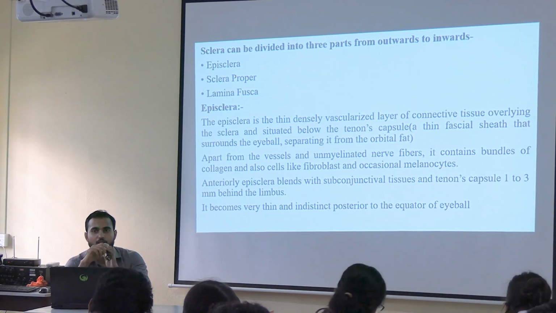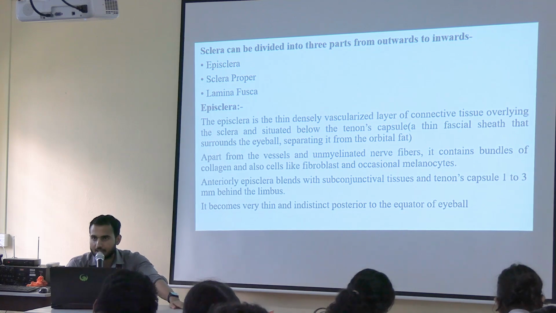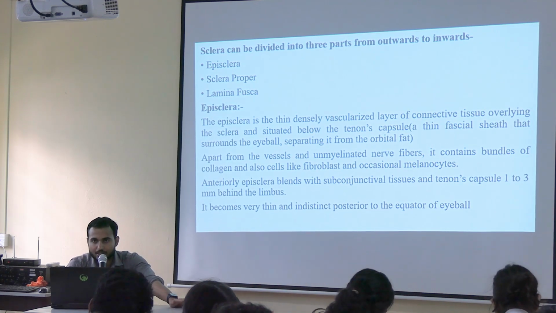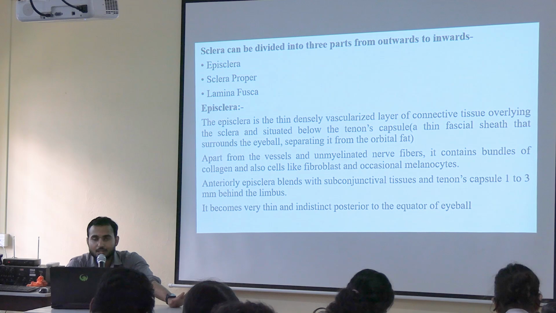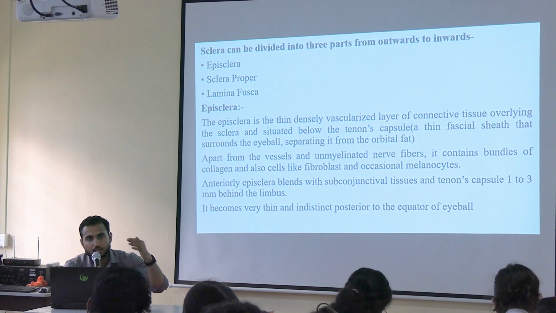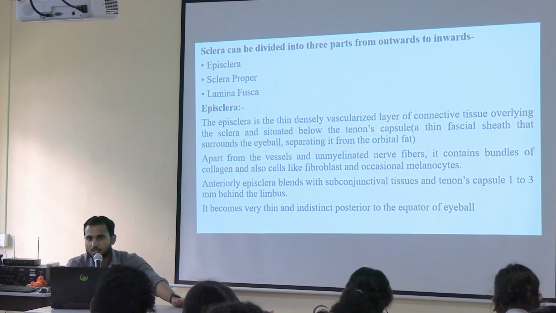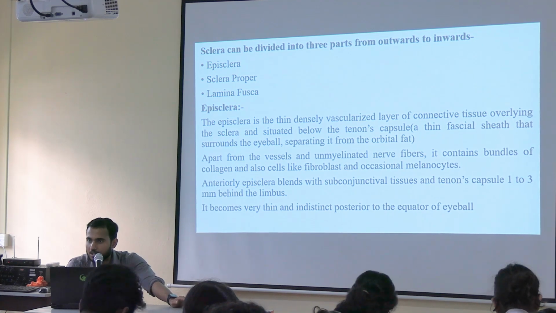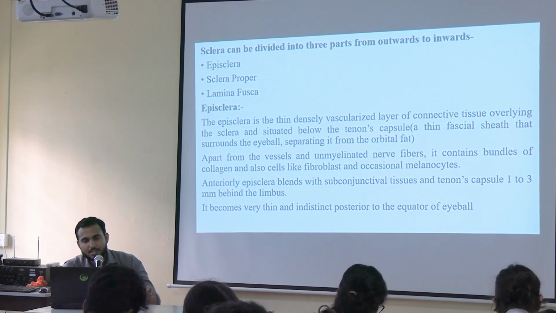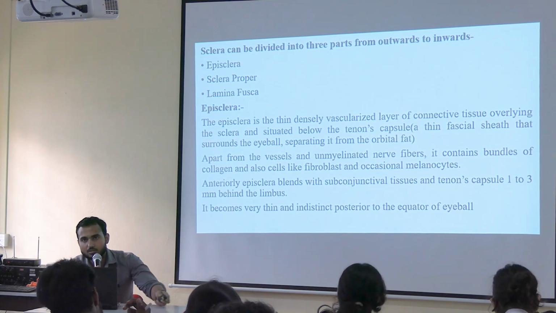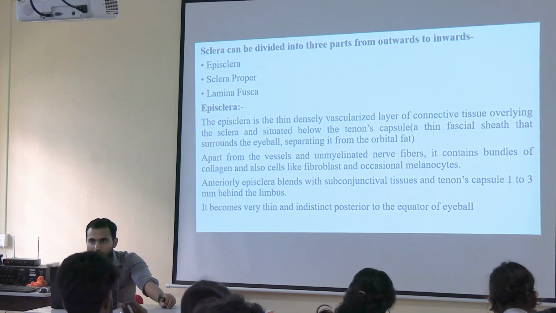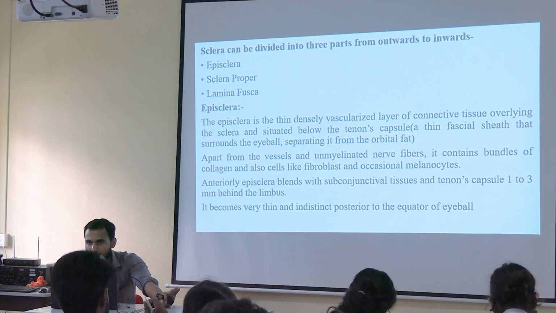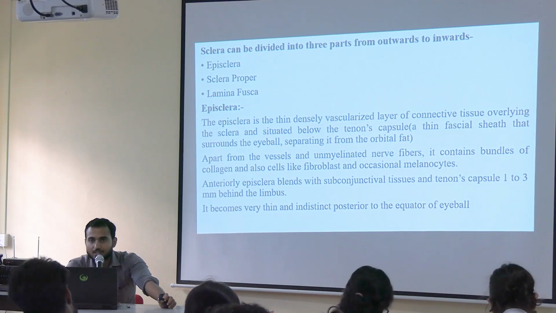So now you have understood what is the sclera, what is the importance of the sclera, what are the functions of the sclera, and about the cornea also. Now we will see one by one, that means the layers of the sclera and then the layers of the cornea. So how many layers are there in the sclera? Three layers. What are they? Episclera, Sclera Proper and Lamina Fusca. These are the three layers.